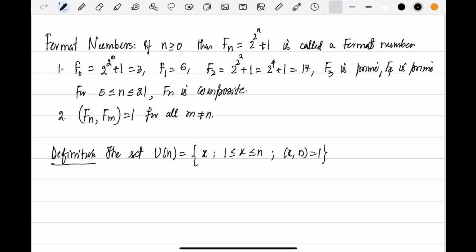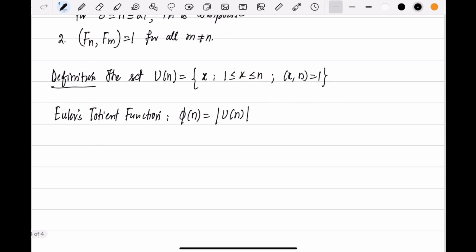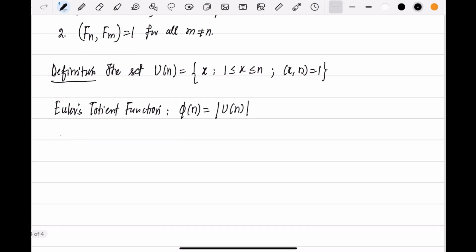Now this definition of Un gives us a nice definition which we call Euler's totient function. So we define Euler's totient function here, also known as Euler's phi function. This is defined as the order of Un. It is denoted phi of n, which is defined as the order of Un. So phi of n gives the number of integers which are less than n and relatively prime to n. Now let's take up the results on how we can compute this phi of n.